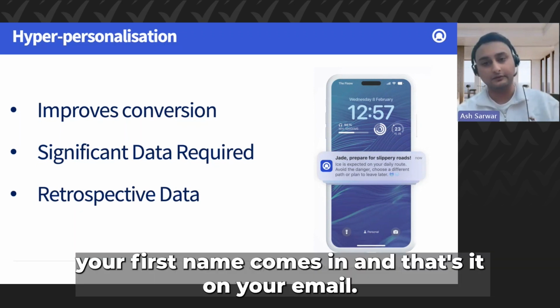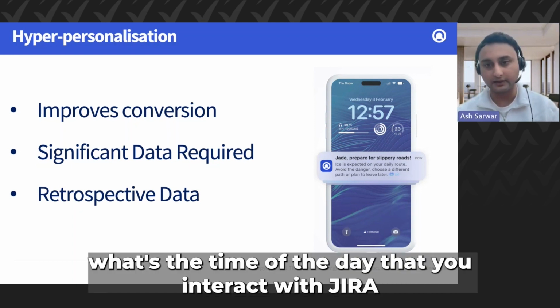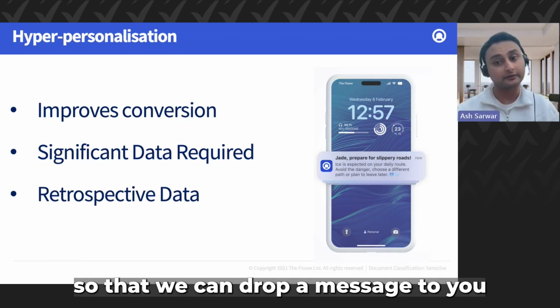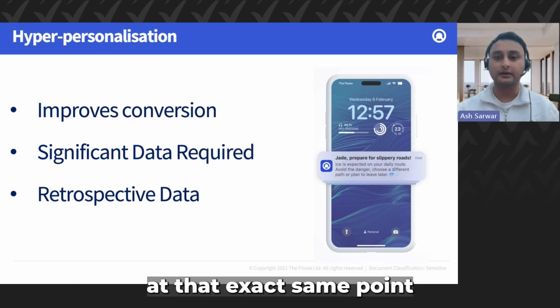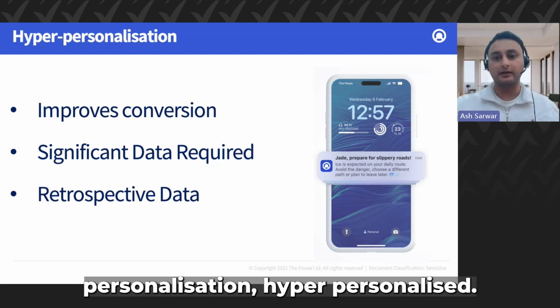So hyper-personalization is really one step above personalization. Personalization was, your first name comes in and that's it on your email. Hyper-personalization is what's the time of the day that you interact with your app, so that we can drop a message to you at that exact same point, so that you are likely to convert at a much higher rate. And that's the difference between personalization and hyper-personalization.